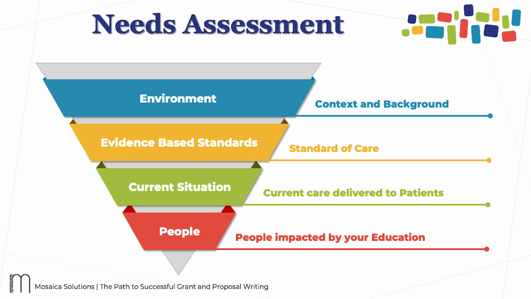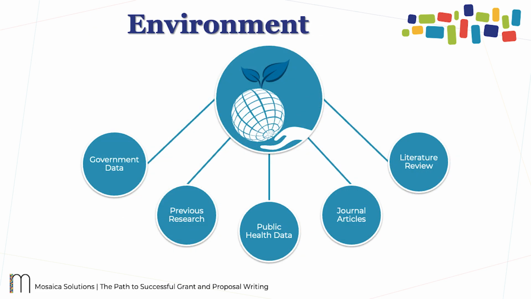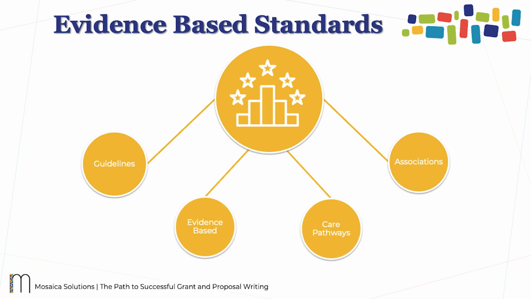Let's consider data sources you might use to describe the environment, standards, current situation, and people. The environmental overview generally includes a literature review of journal articles, public health reports, and government data that offer an overview of the environment within which you're working. The evidence-based standards include clinical guidelines, evidence-based care, including care pathways and government policies. Professional associations may often contribute to and support these standards.